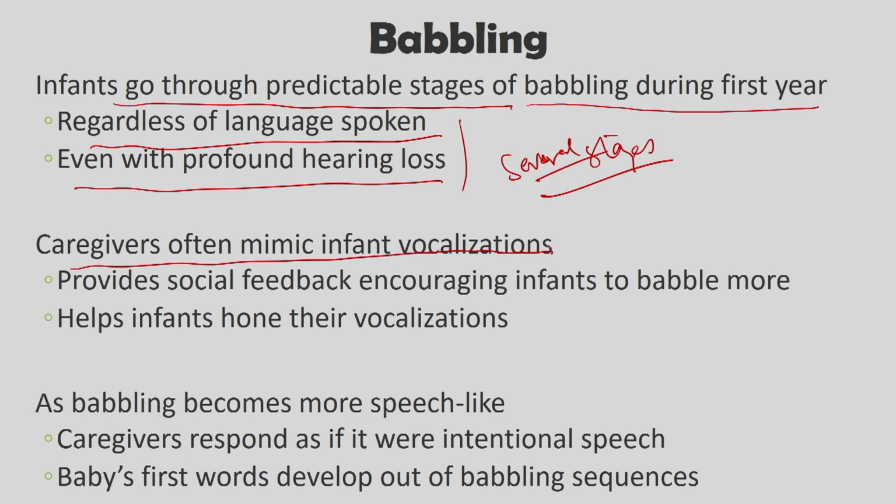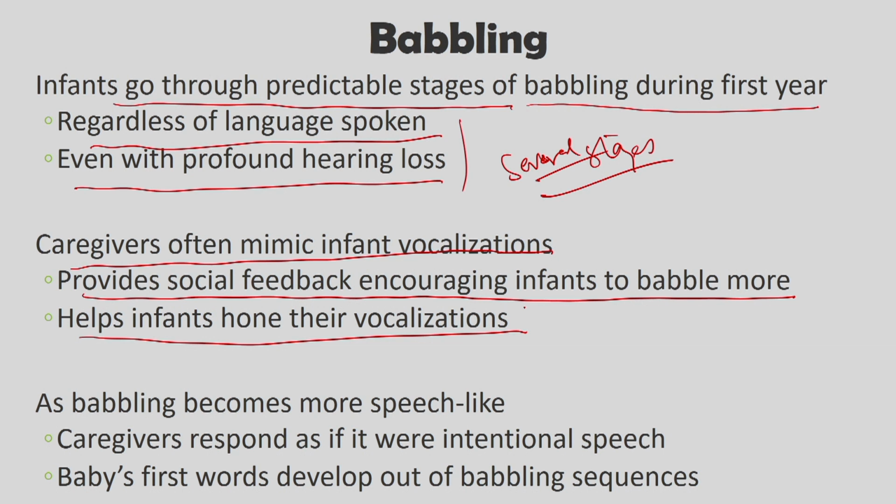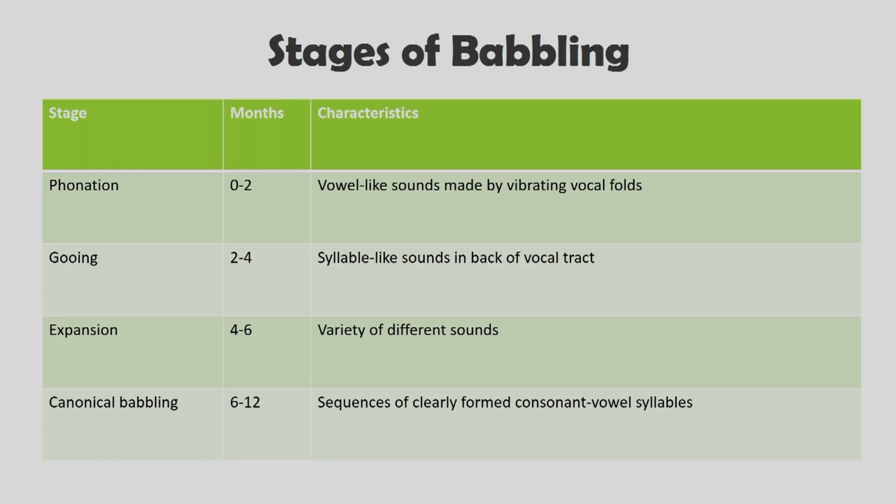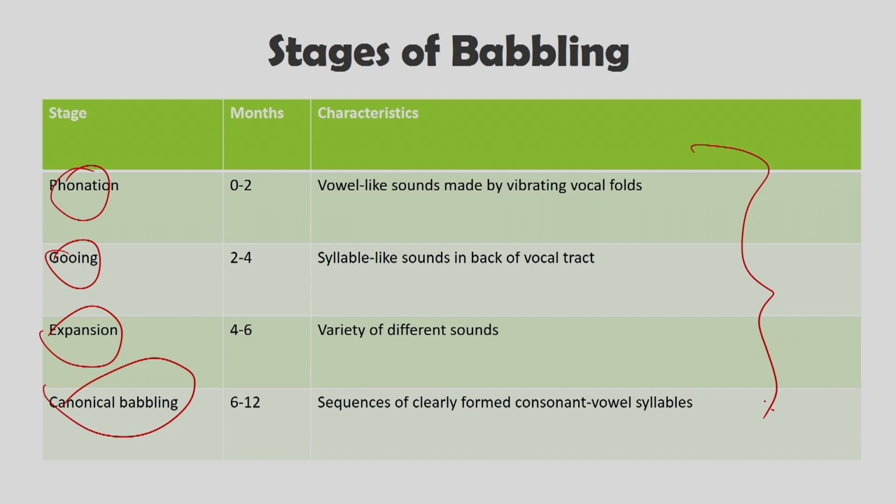Now, caregivers often mimic infant vocalizations and provide social feedback, encouraging infants to babble more. As babbling becomes more speech-like, caregivers respond as if it were intentional speech, and the baby's first word develops out of babbling sequences. So, these are the stages of babbling: the phonation stage, the cooing stage, the expansion stage, and the canonical babbling stage.